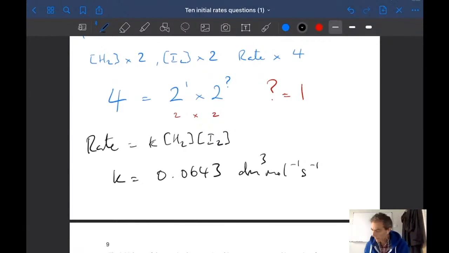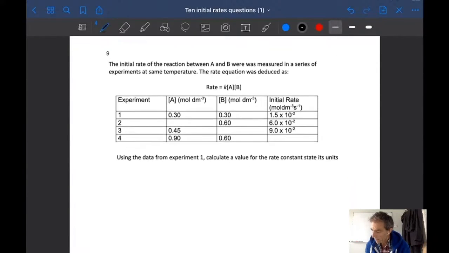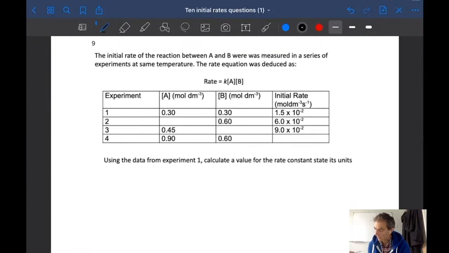Second last question. It's great news. Probably getting a bit sick of these by now, but keep going. So this one's a bit different because we've got to fill in the table. Okay, so we know the rate equation. So not seen this before. In all of the questions so far, we've had to work out the rate equation from the orders. Here we know the rate equation, so we know the orders.